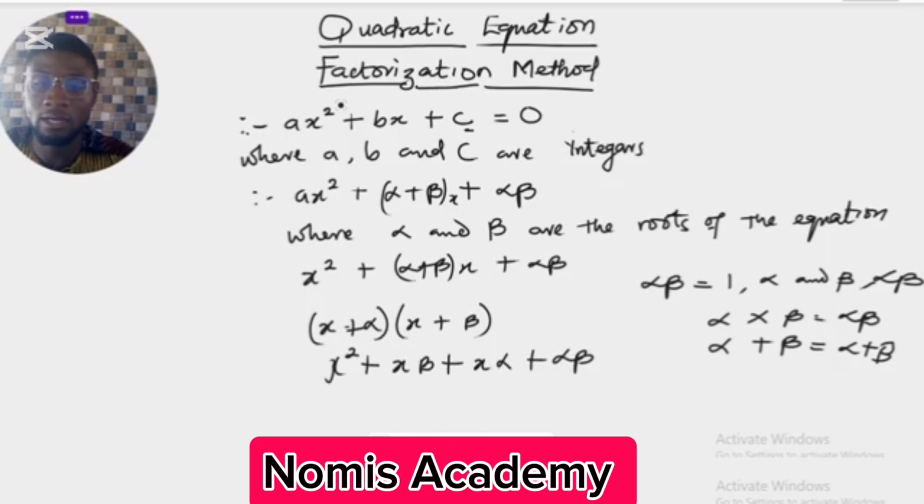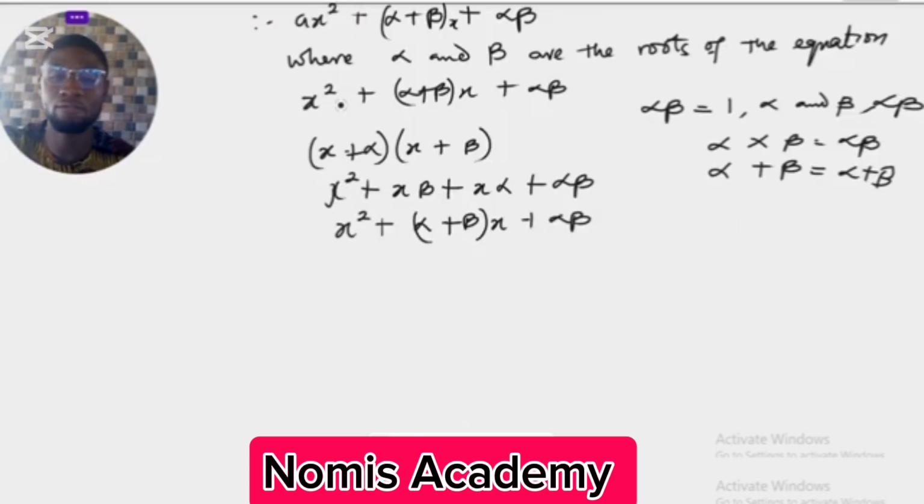So this is x squared plus, since I have x in both terms, I can factorize x out. So I have alpha plus beta in brackets times x. Do you get it now? Plus alpha beta. So this is how we factorize. This is how to factorize a quadratic equation. Now let's see some of the examples that we have for today.